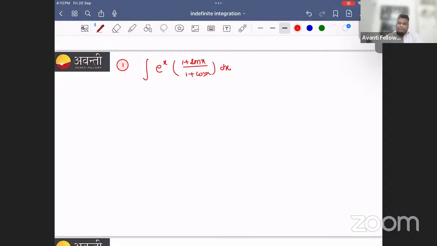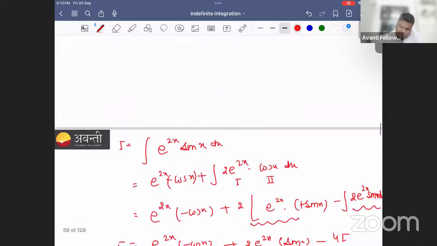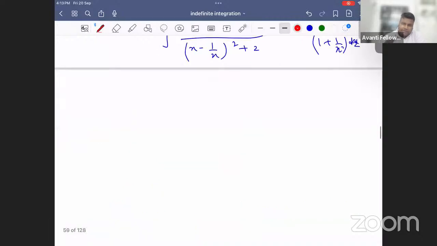See, I hope something you must have thought. So this is equal to integration e to the power x. You just split the denominator on both the values of the numerator. So 1 upon 1 plus cos x plus sin x upon 1 plus cos x dx. So that is integration e to the power x. Okay, that form I have already told you.